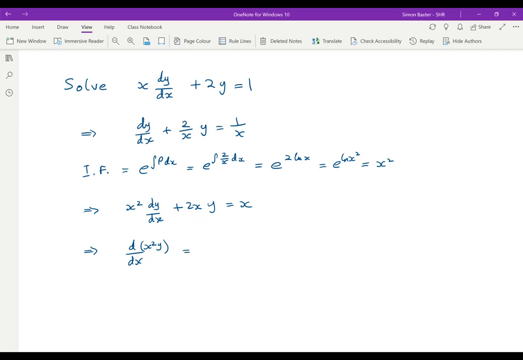That equals x. Integrating both sides, we get x squared y is equal to the integral of x dx, which is x squared over 2 plus c. Divide both sides by x squared, and you will get y equals 1 over 2 plus c x to the power minus 2.